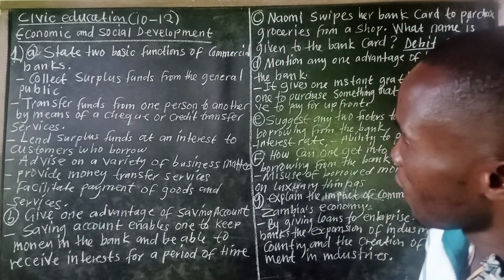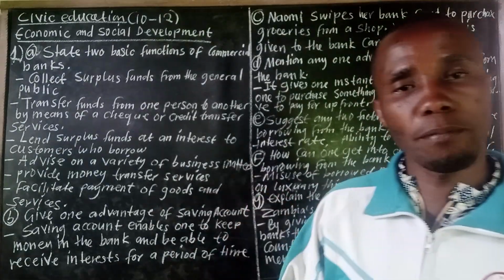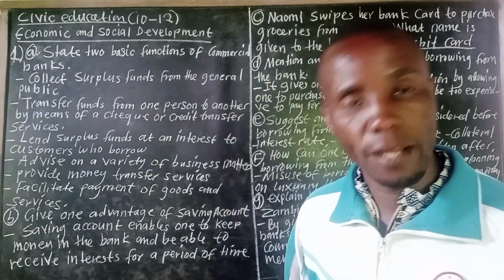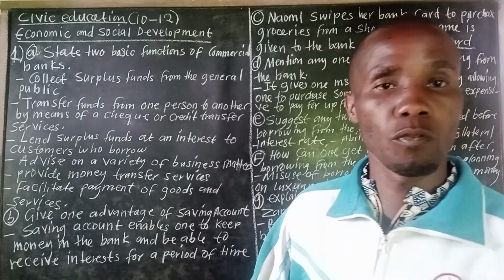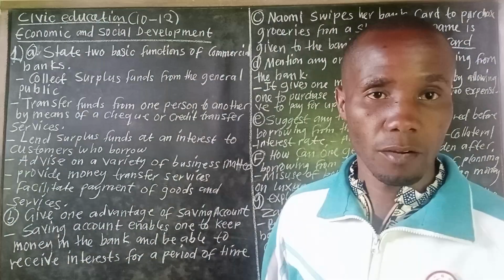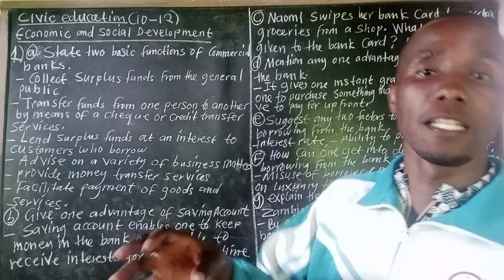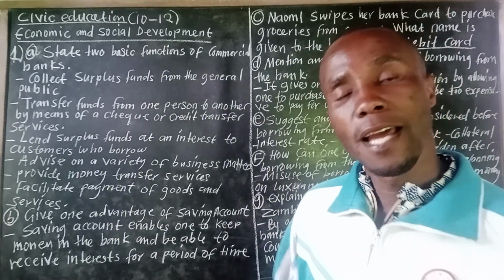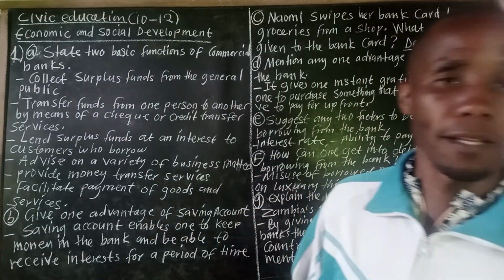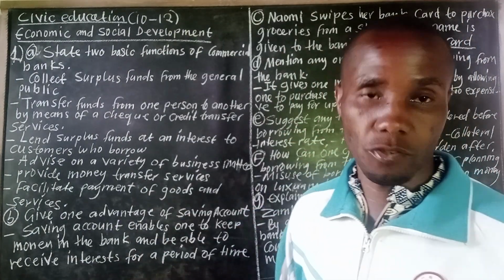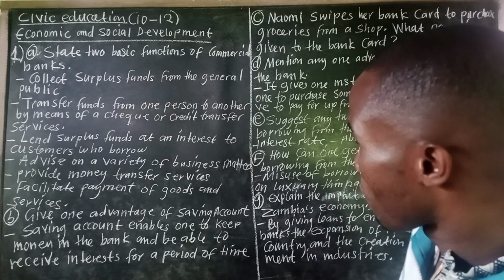Then the other one is lend surplus funds at an interest to customers who borrow. That same surplus funds which they collect from the general public, they again lend to the borrowers, those who get money from the bank in the form of loans. The money they are being given is the surplus which the bank collects from the general public. And as you pay back, they will require an interest on top. So that is the job of the commercial bank.